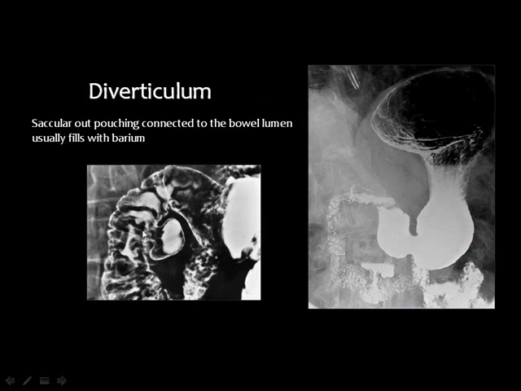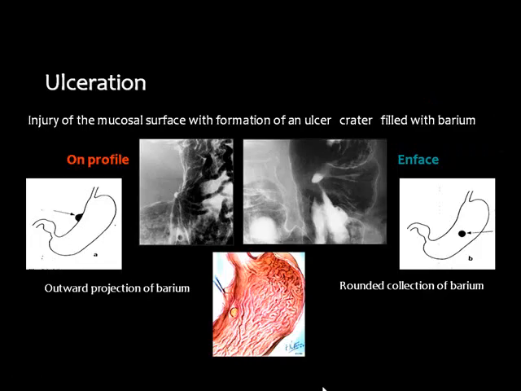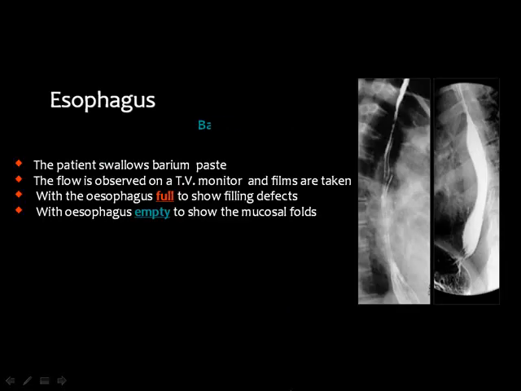By a diverticulum, we mean that there is a saccular outpouching of the bowel lumen, which is filled by barium. You can see this is the duodenum, and this is the classic appearance of a diverticulum. Also, this is the barium meal, and you can see a diverticulum arising from the third part of the duodenum. The ulcer is an area of damaged mucosa where barium can accumulate. If you look at the ulcer from the front, you can see a persistent collection of barium like this one. If you look at the ulcer from the side, then you see a protrusion beyond the contour of the bowel.